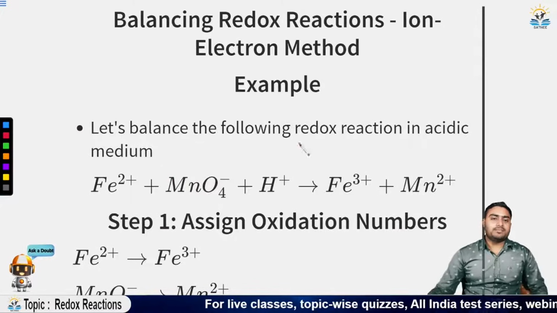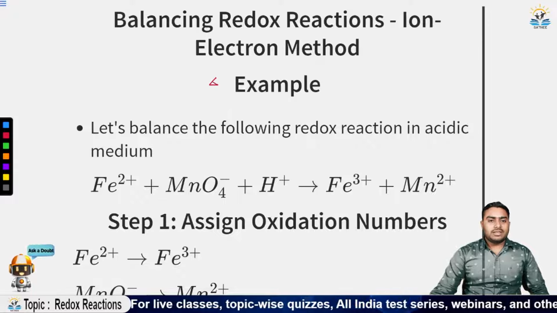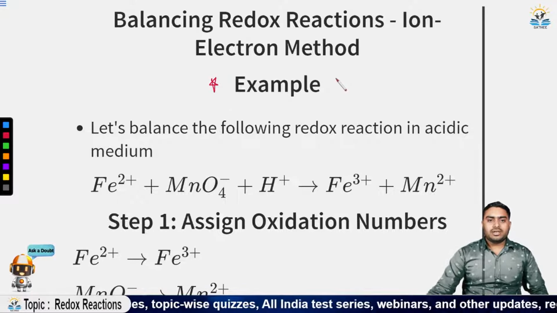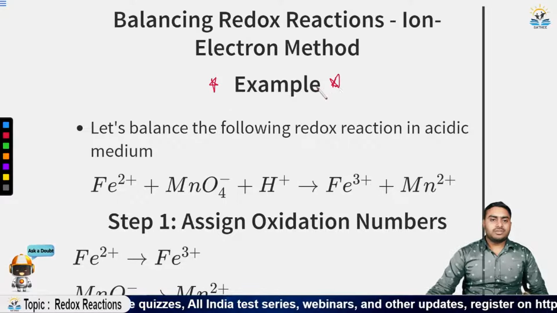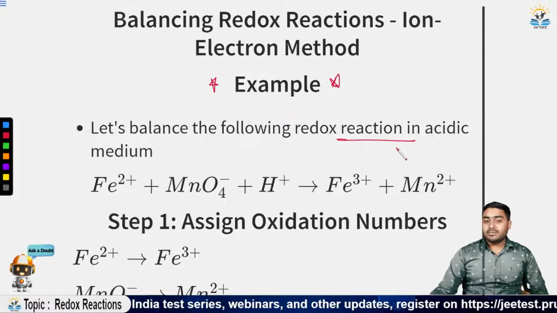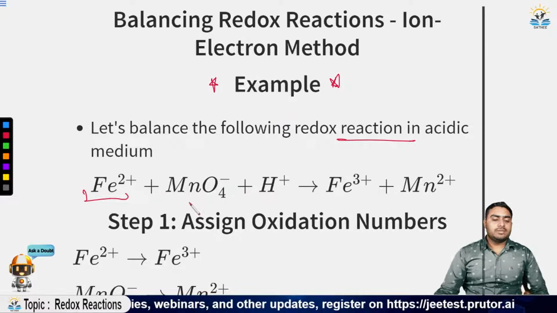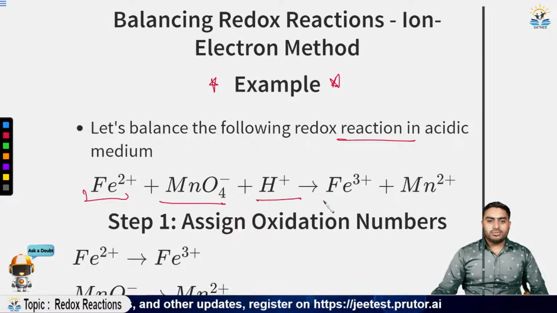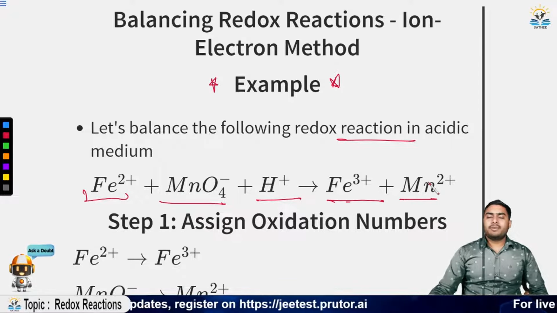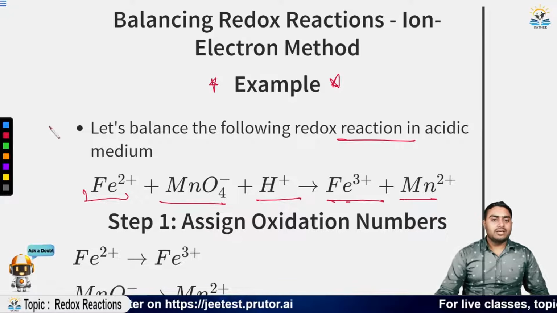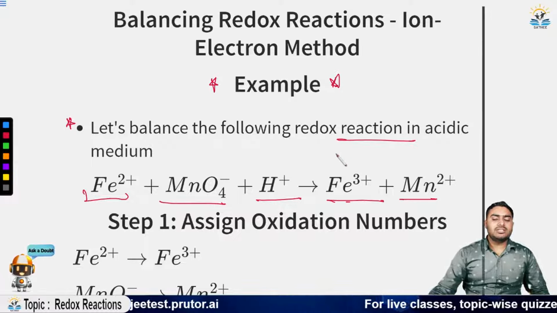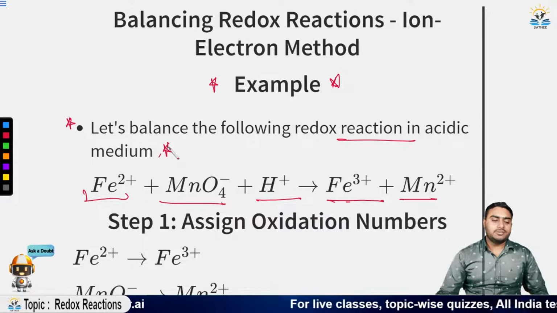You can see an example. Suppose I want to balance this unbalanced equation. Okay, so let's balance this unbalanced equation with an example in acidic medium also. Okay, so Fe2+ plus MnO4- plus H+ gives Fe3+ plus Mn2+. So we are balancing this equation in acidic medium.